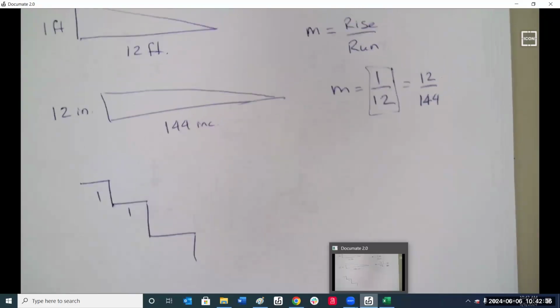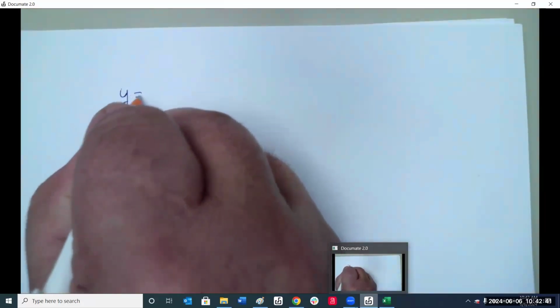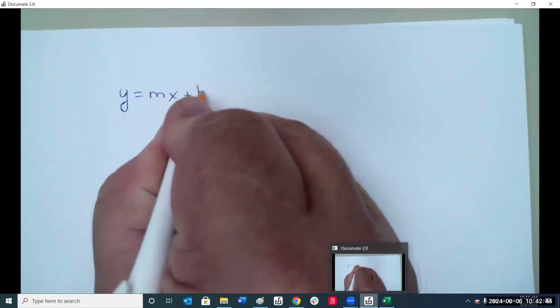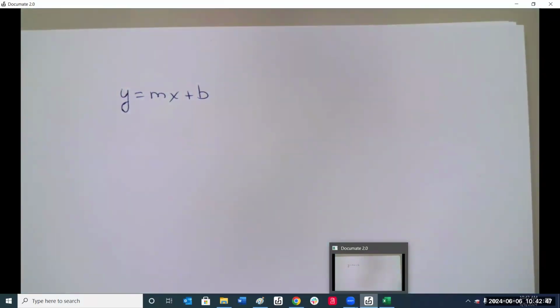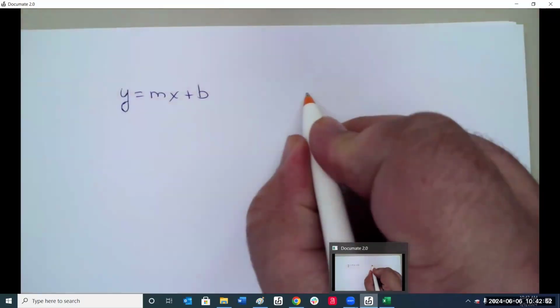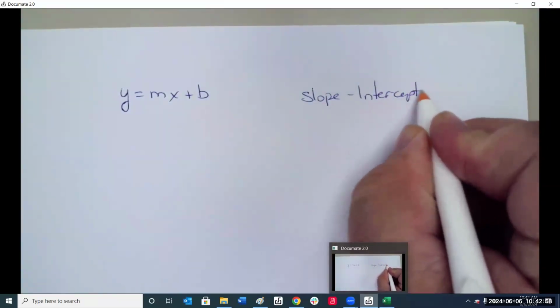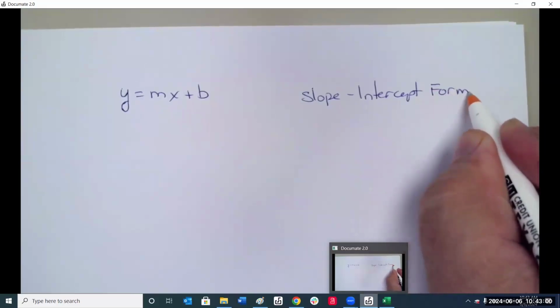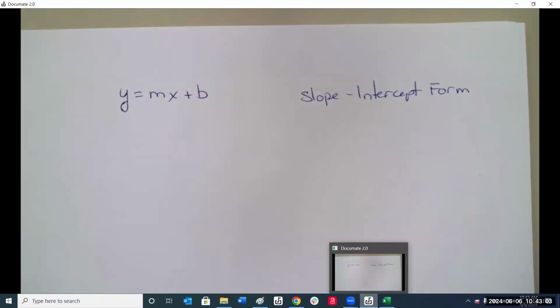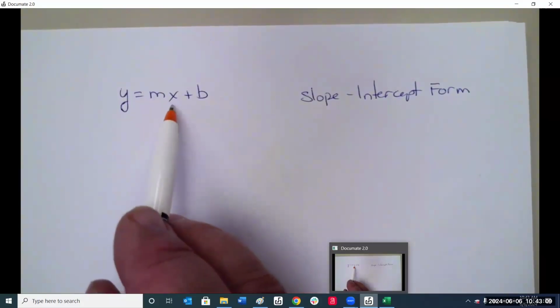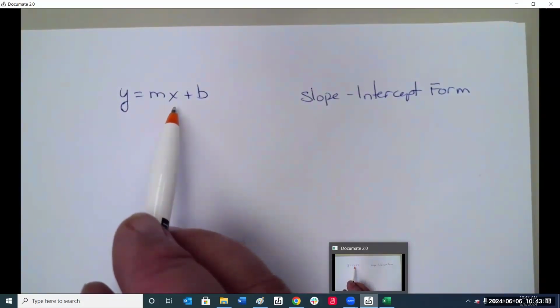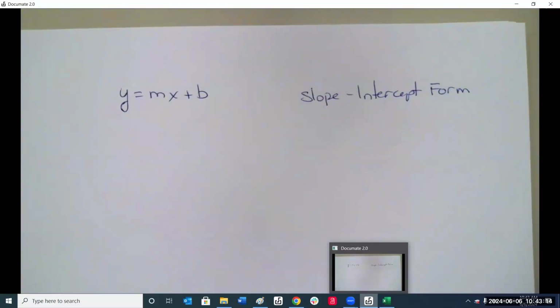All right. Let's go back to this equation. It's got a name. What do we call it? The name we call it is an equation of a line. Typically, when you're asked to find an equation of a line, this is the form you'll give it in.